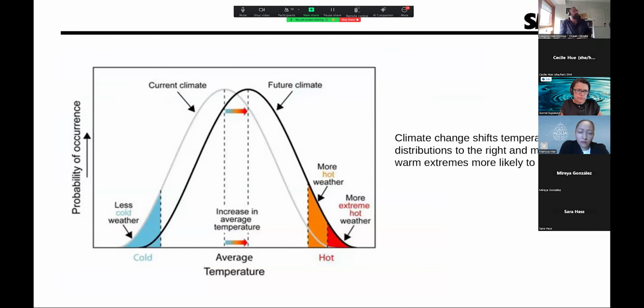The other one is ocean or marine heat waves. And you can think of it like this. The line I show here is called the probability density function. And I have one here in gray showing the current climate. And then you might think, what is a probability density function?